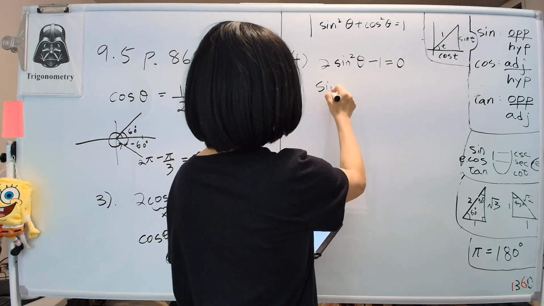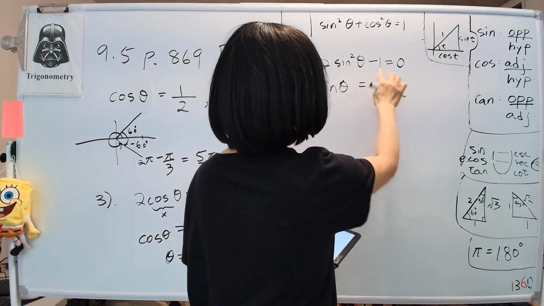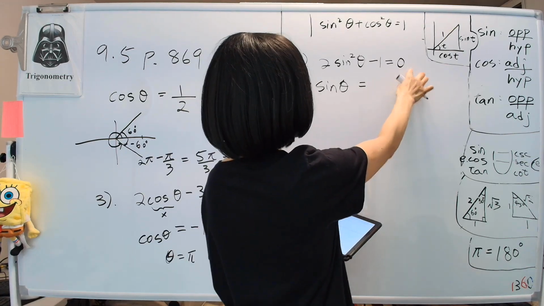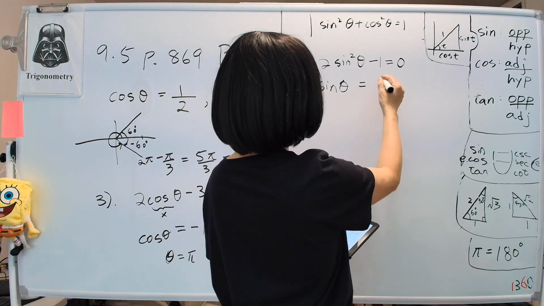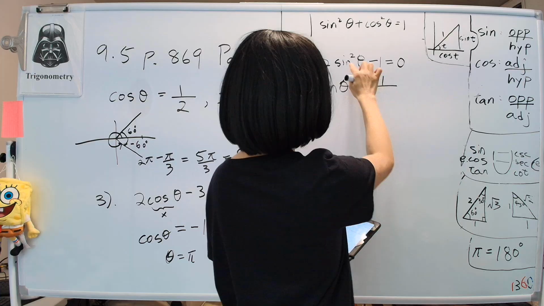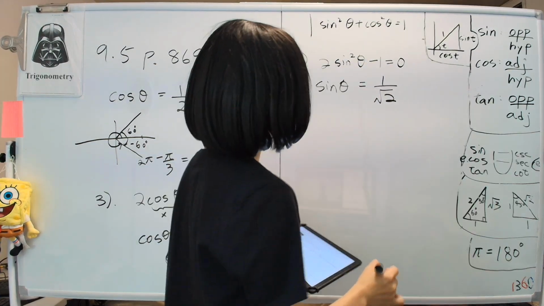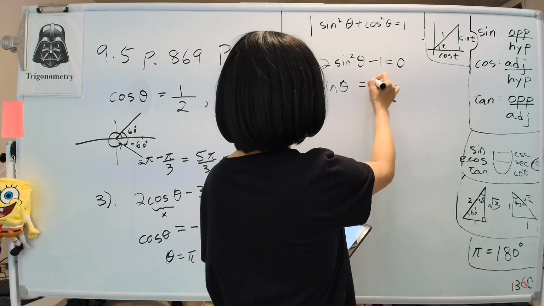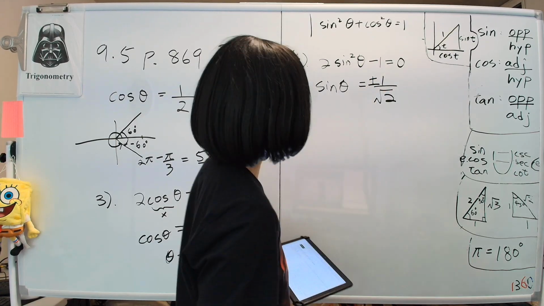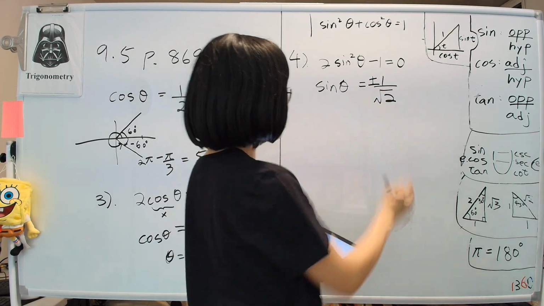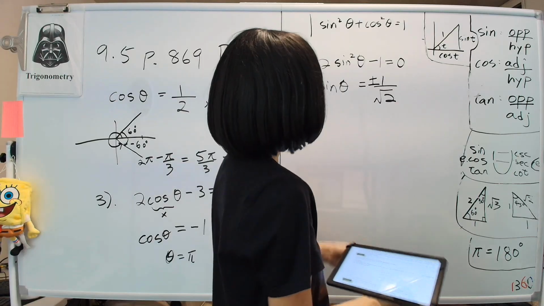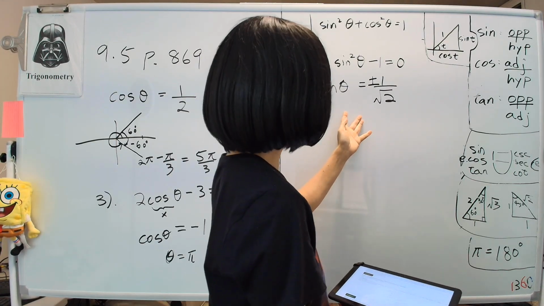So what is sine of theta? Sine of theta, move the 1 over there, that becomes positive 1 divided by 2, that's 1/2. And then take the square root, that will be 1 over square root of 2. Being that we take the square root, there's a plus or minus situation here. So sine theta can be 1 over square root of 2 or minus 1 over square root of 2.